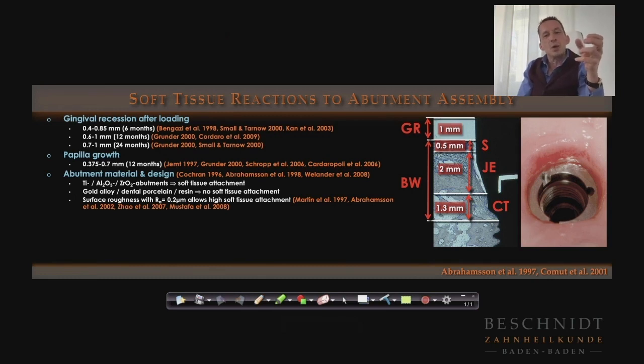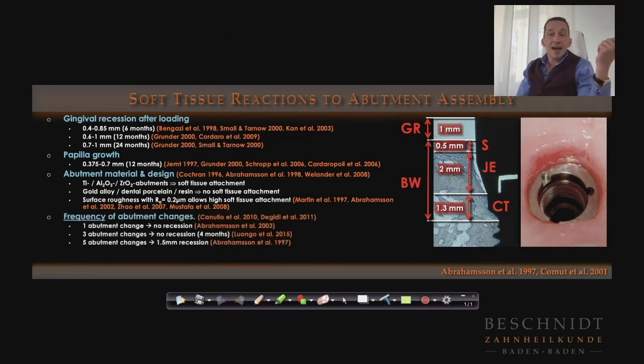We don't really know if it is attachment or if it is a kind of a growing together. We don't know exactly. We know that the soft tissue stays more in place to zirconia and titanium than to gold alloys, dental porcelains, or even resin materials. And the frequency of the abutment changes or abutment shifts has an influence. If you only shift the abutment 2 to 3 times, there might not be any soft tissue reaction. If you do it quite more frequent, again, we have a soft tissue shrinkage up to 1.5 millimeter, which is in the aesthetic zone quite a lot.